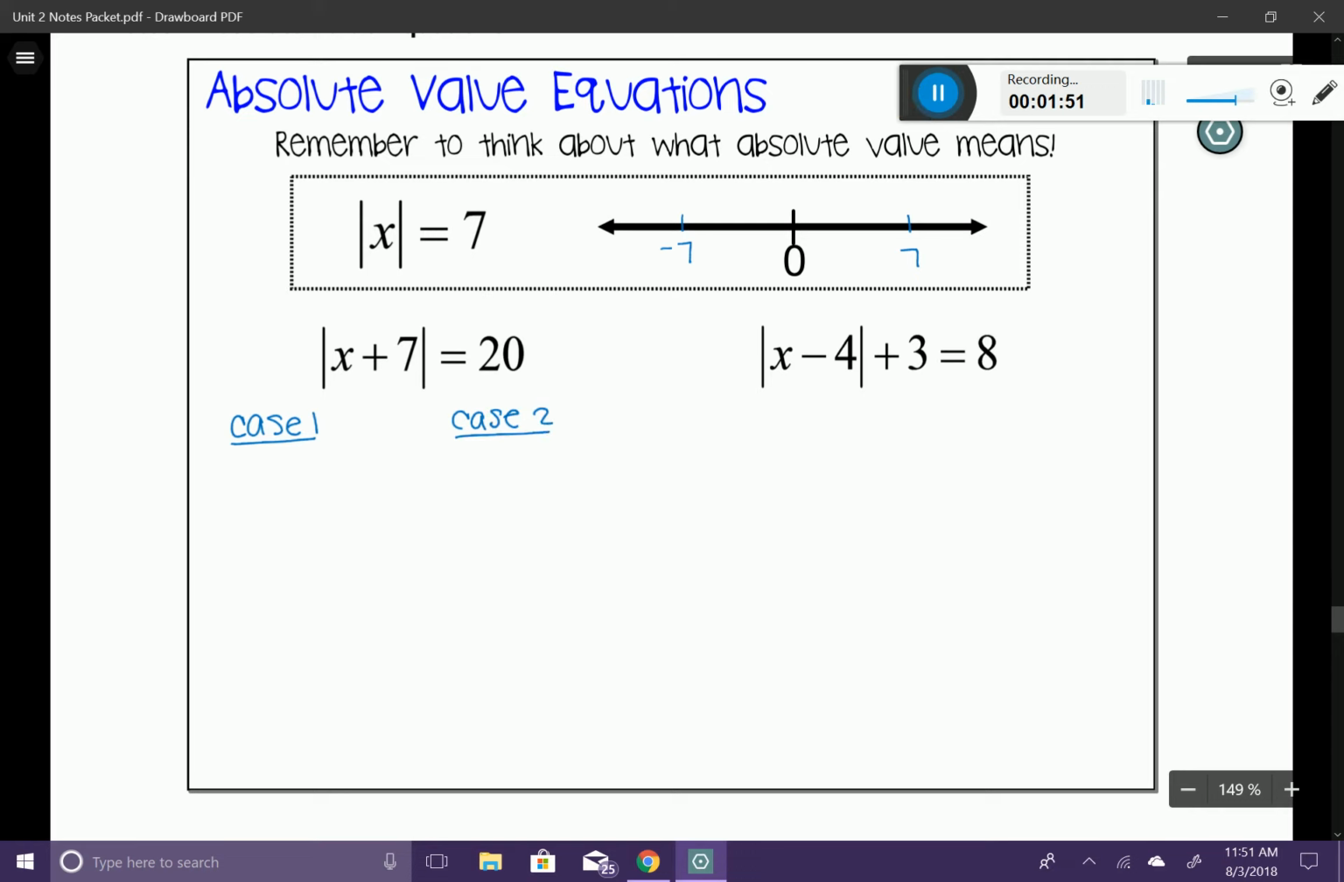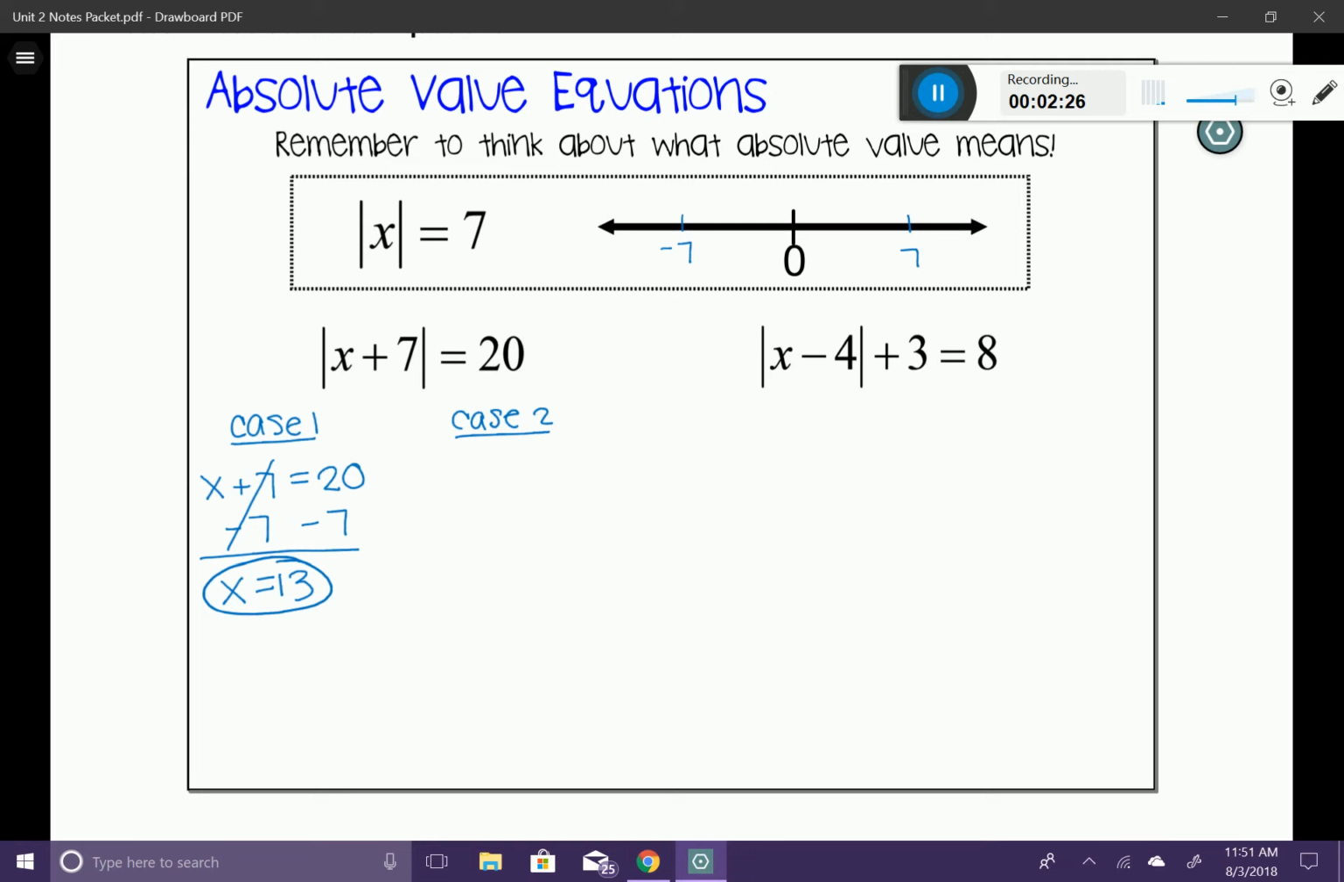Case 1 is going to be exactly what you see. It's going to be x plus 7 is equal to 20. Now, the only thing that changed here was the absolute value bars. What I did was I took them away. Okay? Now, all I want to do is solve this out. So if I solve this equation, I'm going to subtract 7. And that's going to leave me with x is equal to 13. This is one of my solutions to my problem.